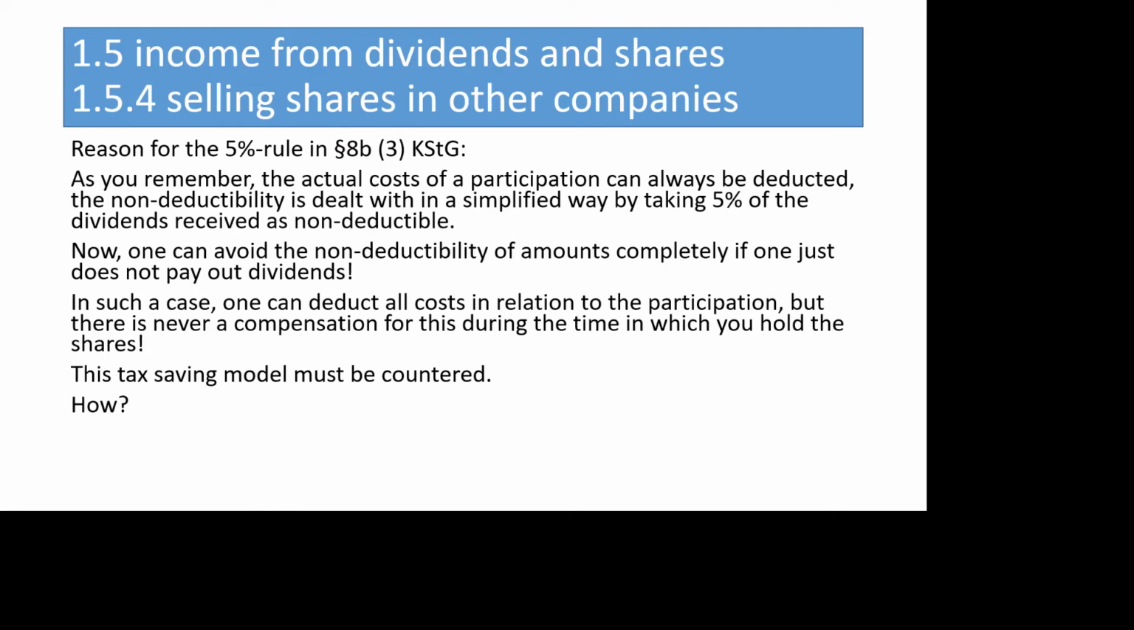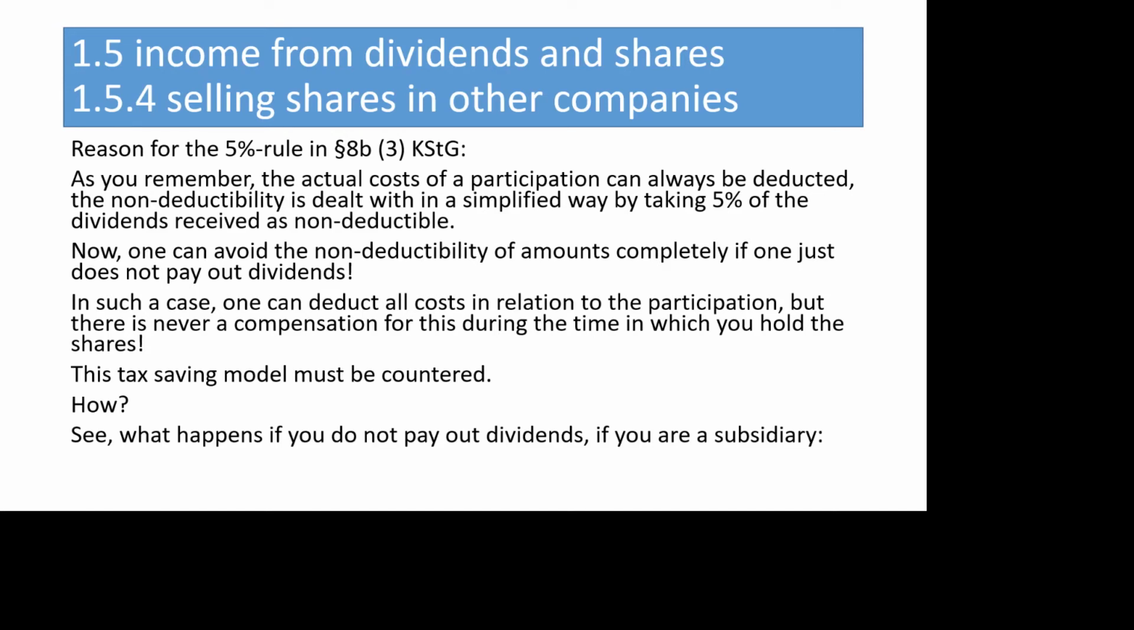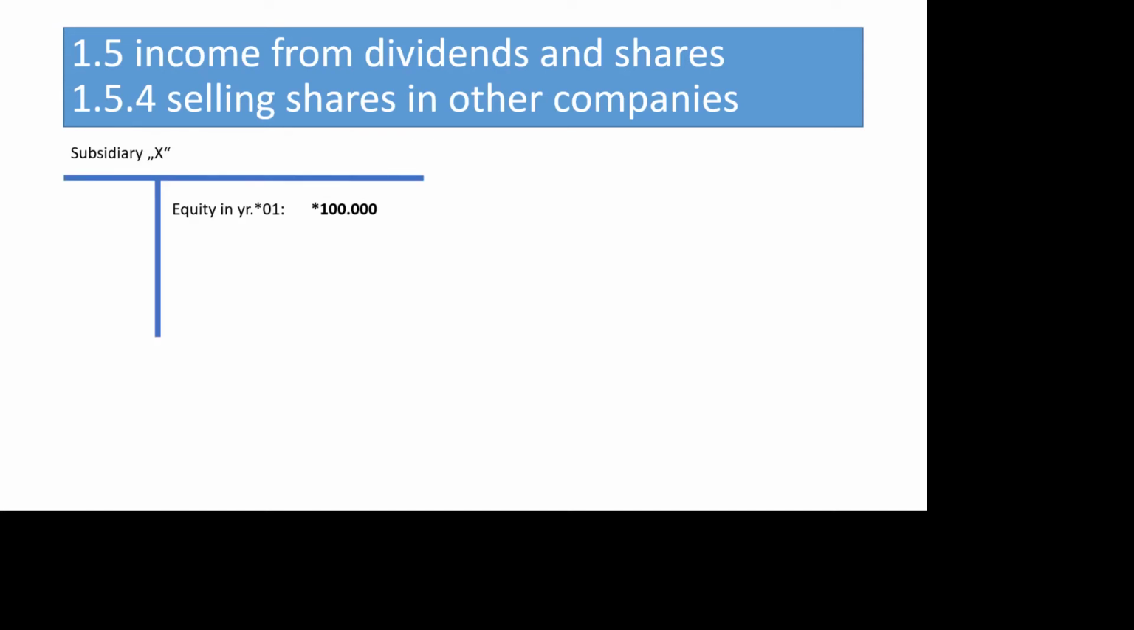And here that 5% rule in 8b3 comes into play. If you later sell the shares, 5% of the gain are taken. And now, why does that make sense? Imagine this. You have a subsidiary. You establish that with an equity of 100,000 euros, so your cost of acquisition for your shares is 100,000. Now next year, your subsidiary makes a profit of 50,000. You can either pay it out, then you have a lump sum of 5%. That would be 2,500 as non-deductible costs.